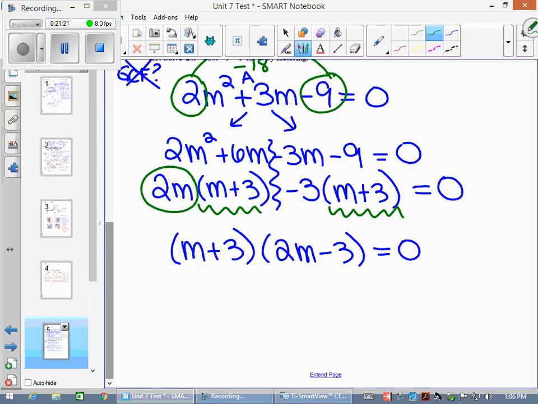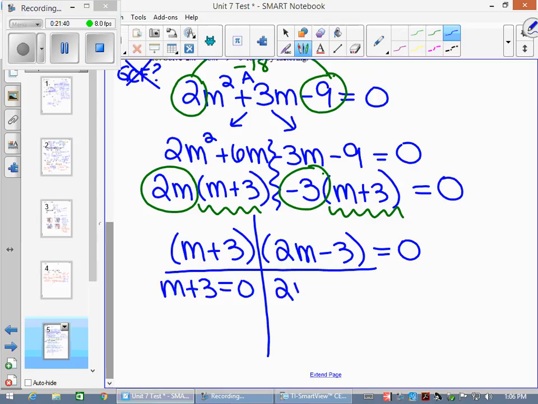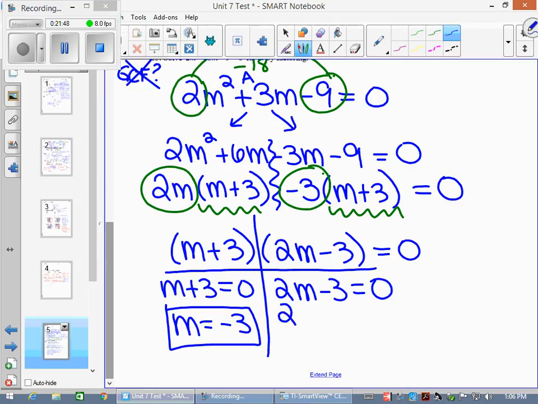I know I'm completely factored because I look at both of these binomials. Neither of them are the difference of two squares, so I'm ready to just take my two factors, set them equal to 0, and solve for m. My first solution is going to be an m of -3. My second solution is going to take two steps, add the 3, then divide by 2 to get either 3/2, or you could write this as 1.5.